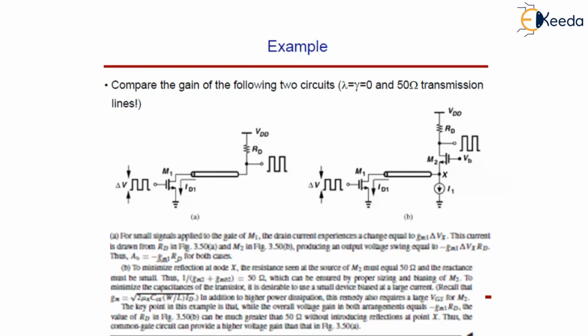So this is an important example which shows you that this common gate circuit has a higher voltage gain as compared to the common source configuration.